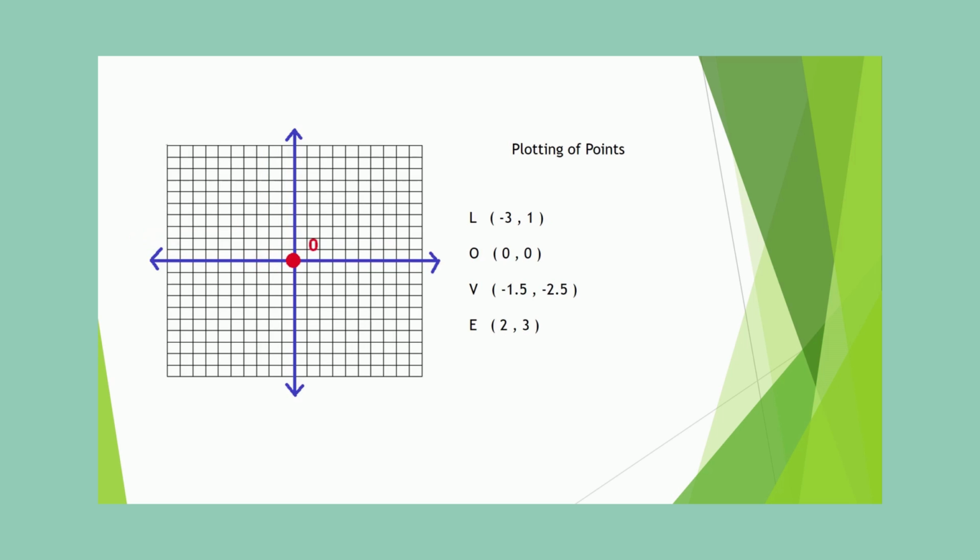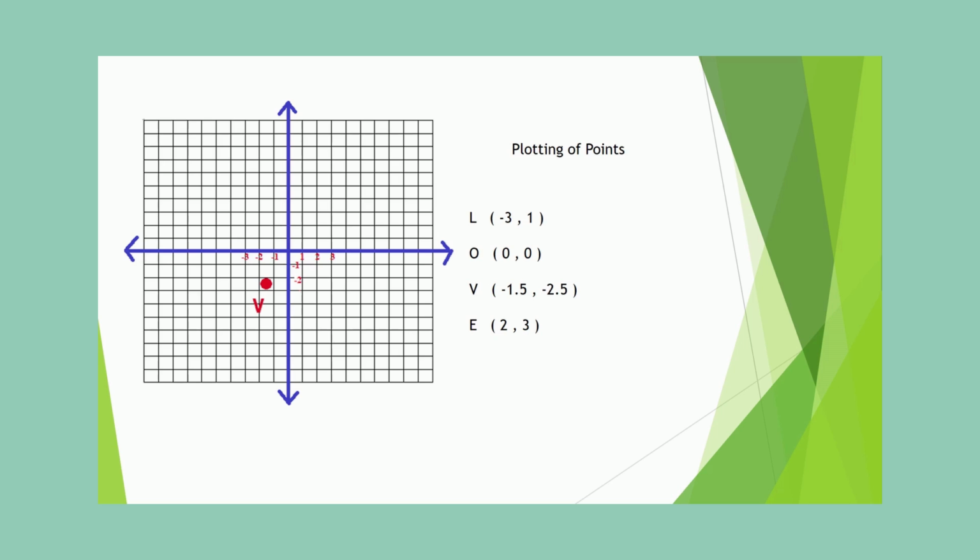Next is point O. Your abscissa is 0 and your ordinate is 0. It simply means that your point lies on the origin. Your x is 0, your y is 0.